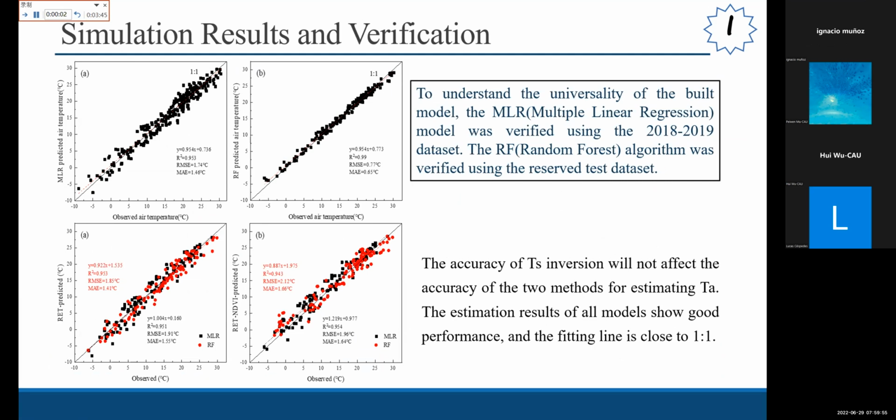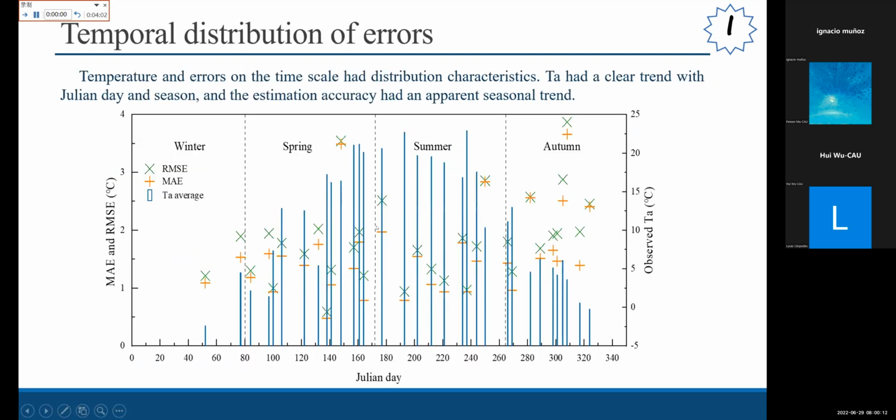To understand the universality of the built model, the multilinear regression model was verified using the 2018 to 2019 dataset. The random forest algorithm was verified using the reserved test dataset. Analyzing the daily average TA and errors estimated by multiple linear regression from 2018 to 2019, it was found that the temperature and errors differ in time scale and distribution characteristics.